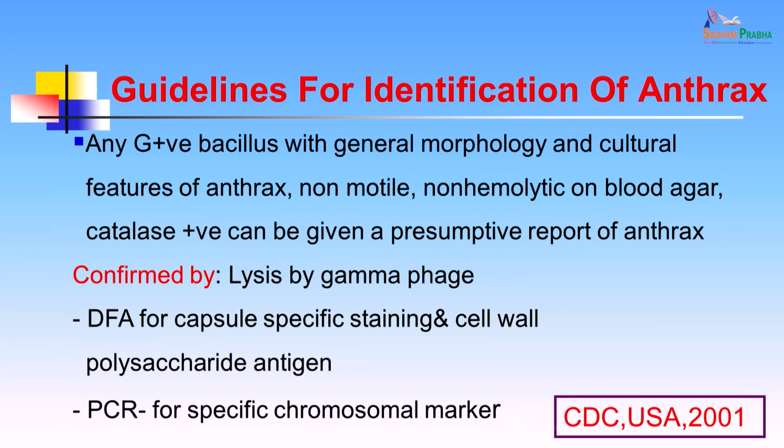Guidelines for identification of anthrax have been given by CDC. Any gram positive bacilli with general morphology and cultural features of anthrax, which is non-motile, non-hemolytic on blood agar, catalase positive, can be given a presumptive report of anthrax. For confirmation, it must be confirmed by lysis by gamma phage, direct fluorescent antibody for capsular specific staining and cell wall polysaccharide antigen. So, we saw the picture of the direct fluorescent antibody for capsular staining, which showed a clear capsule around the organism, and PCR for specific chromosomal markers, which we have just discussed.